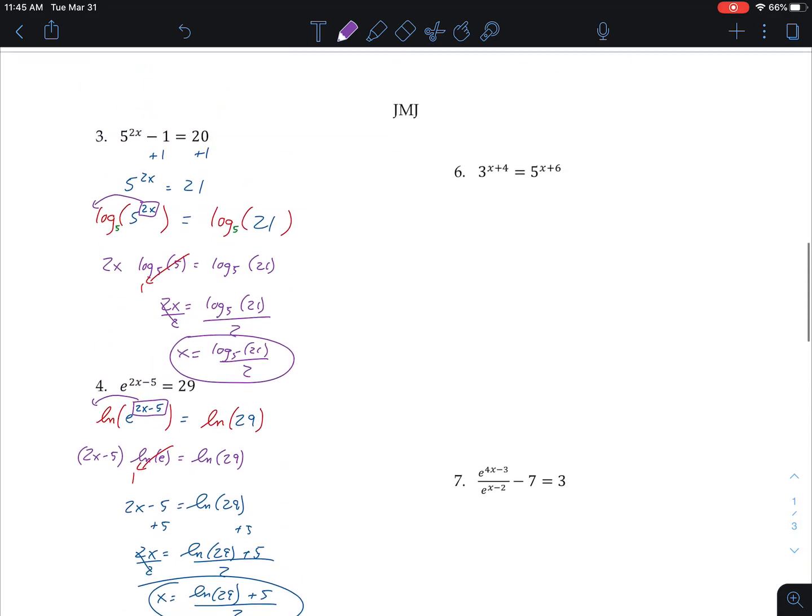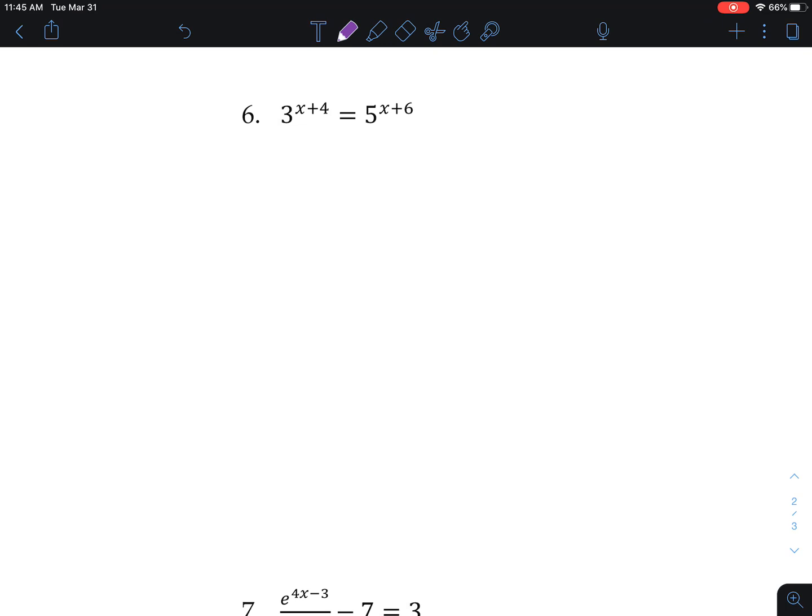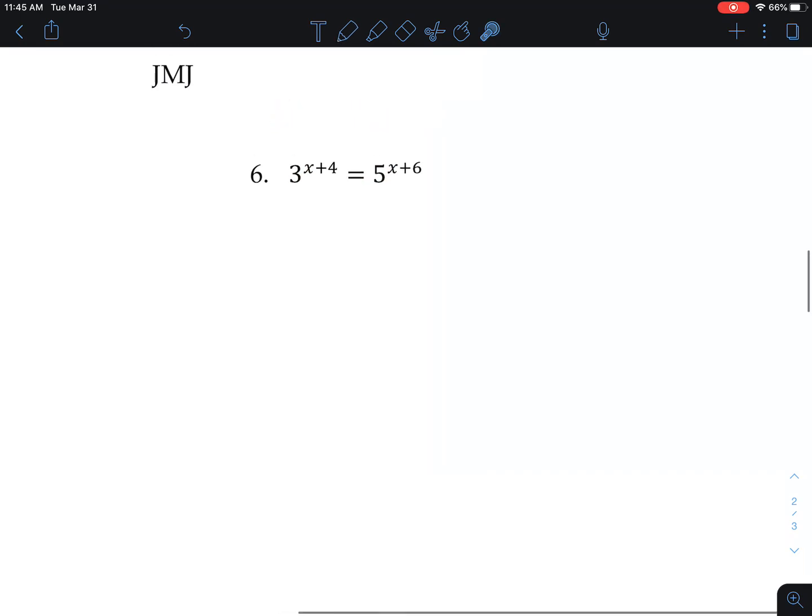Okay, let's look at number 6. This is probably the hardest one we will see. We do have 2 bases that are not the same, and I cannot make a 3 become a 5, so I have to take the log of both sides. Now, what do I choose, base 3 or base 5? You could choose either one. It does not matter, but you have to choose one of them. I'll just choose 3 so that the left-hand side becomes a 1.